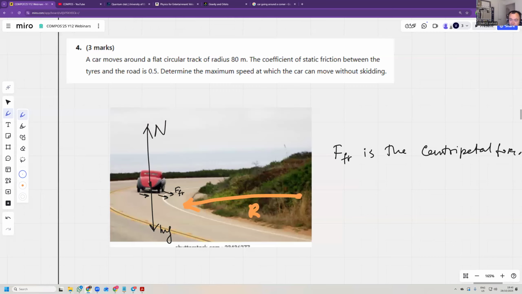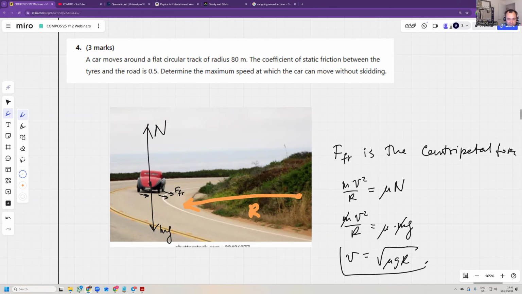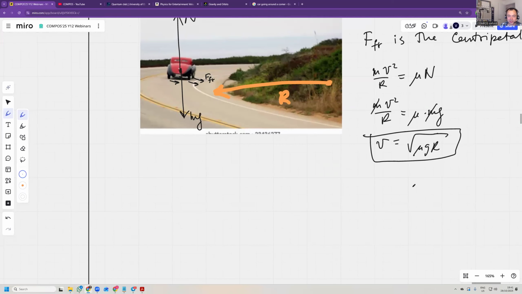Just like with the coin, it's a very similar question. So mv squared over r is equal to mu N. And just like with the coin, mv squared over r equals mu times mg. M cancels, and v is equal to the square root of mu g r. Okay. And that's the maximum speed that a car can go around.